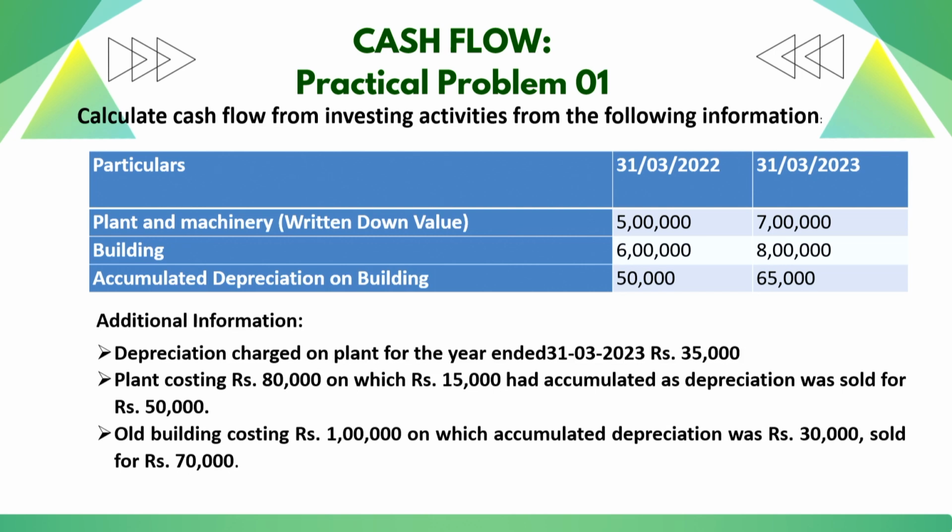So the first working note will be on the asset. It is given that we have sold a plant for rupees 35,000, and we are dealing with plant and machinery, for which the information given is 5 lakh in the opening and 7 lakh in the closing. So the first working note is the plant and machinery account.